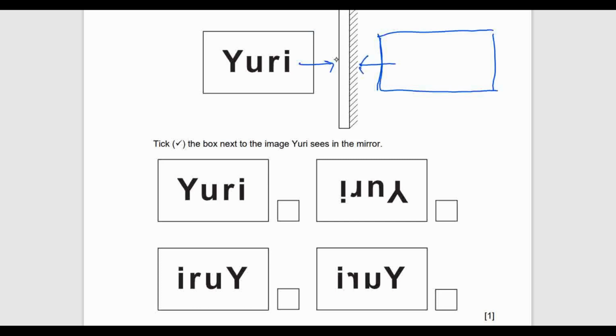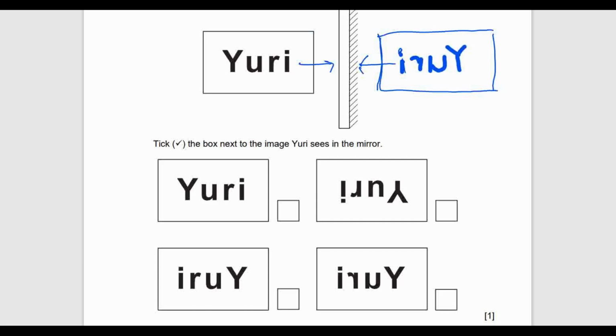So the same distance, I. Right, next will be R. So R has to face this one and this one. Next will be U. U will be this one, followed by this one. Next will be Y.